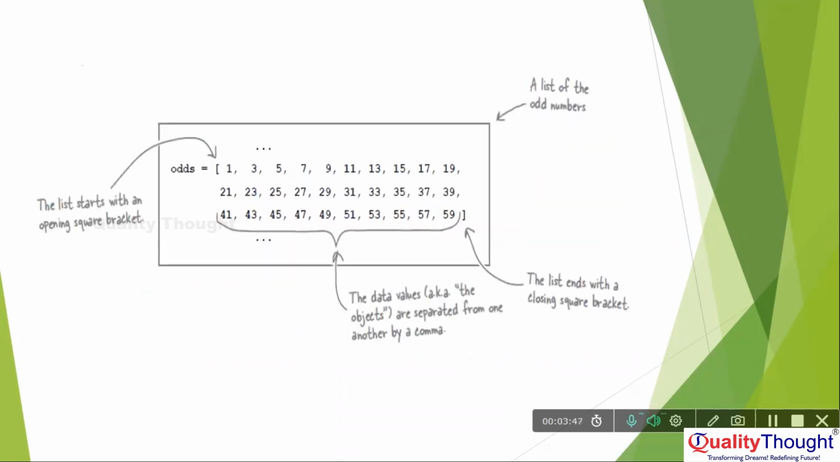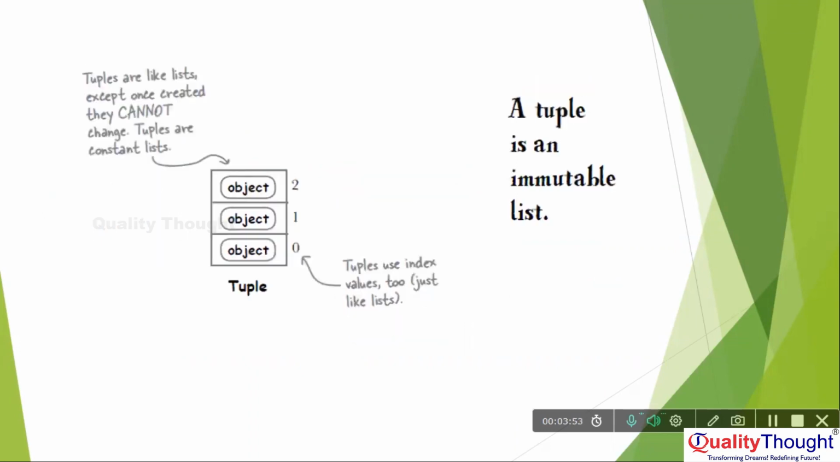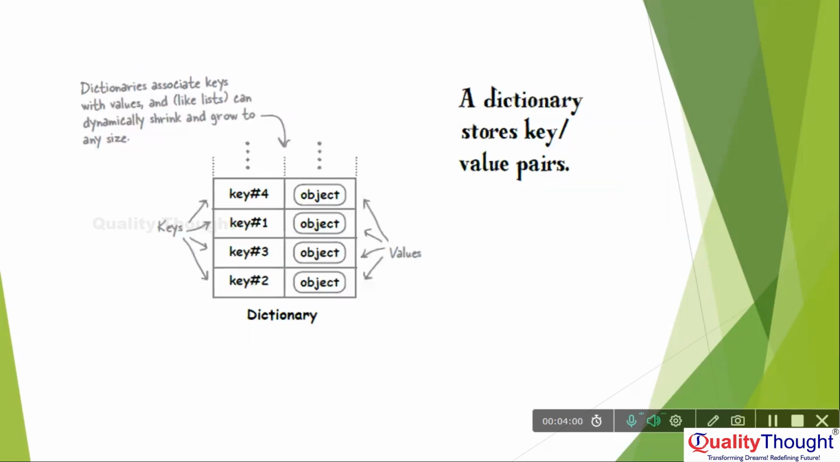Okay. And then we have seen how we can identify a list, like it is created within square brackets. Each element is separated by a comma. Okay. And we have seen what is a tuple. Tuples are immutable, means you cannot make changes to the tuple. And then we have seen a dictionary.